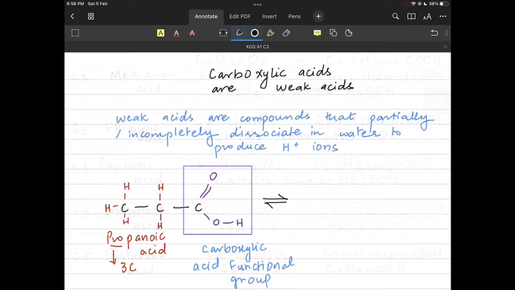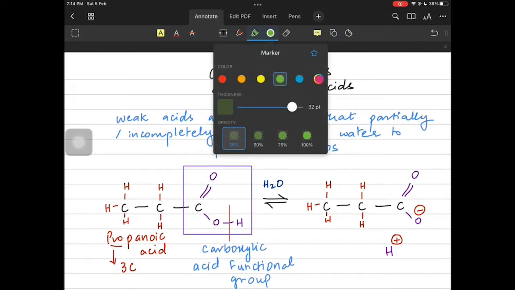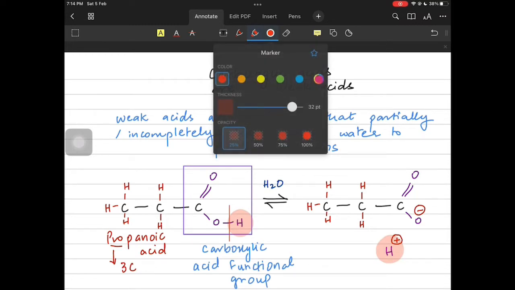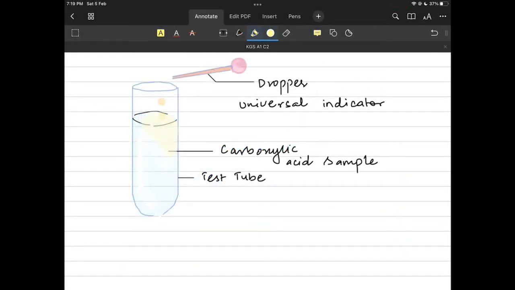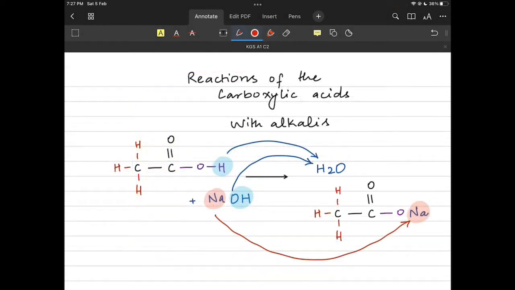We know that all the carboxylic acids are weak acids, so they dissociate incompletely in water. The H from the OH part of the carboxylic acid functional group is dissociated and gets a positive charge, while the rest of the molecule, particularly the oxygen, gets a negative charge. So they give yellow color with universal indicator and their pH lies within the range of weak acids.